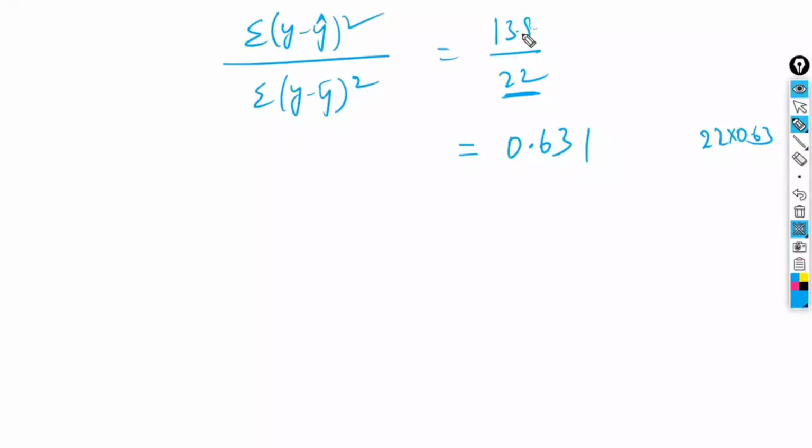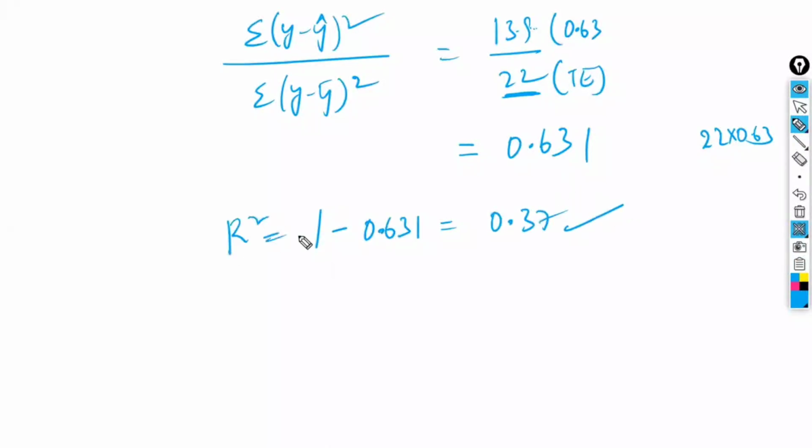Assume that 22 is the total error. Now how much percentage of error have you got? Just 63% of the error. So how much better it is than the mean model is 1 minus 0.631, which is 0.37. This is called R square. R square is nothing but how much better your model is than the mean model.